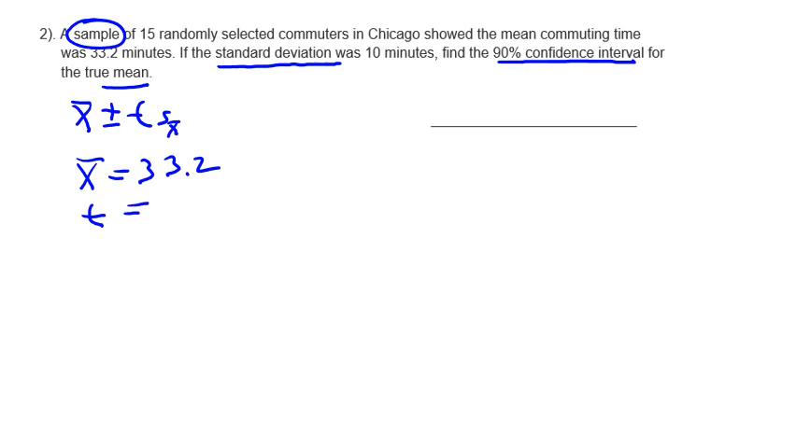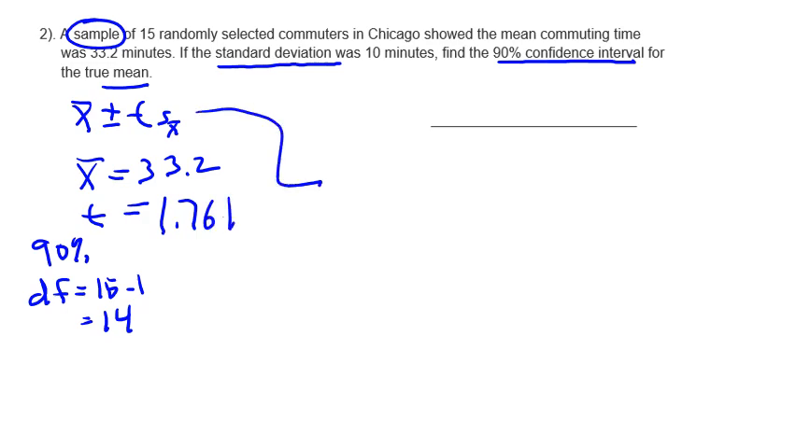In order to look up the t-score, we need two pieces of information. The confidence level, 90%, and then the row number, which is the degrees of freedom, which is the sample size, 15, minus 1, which is 14. So when you look up 90% confidence interval, row 14, you should find a number t equal to 1.761.